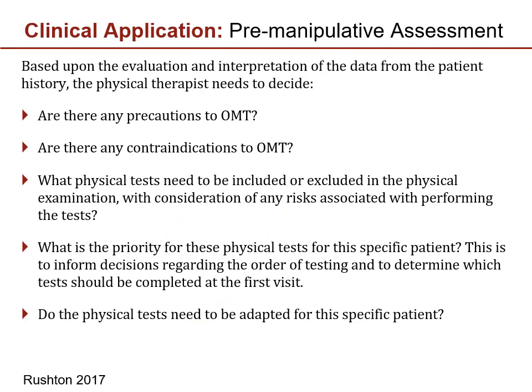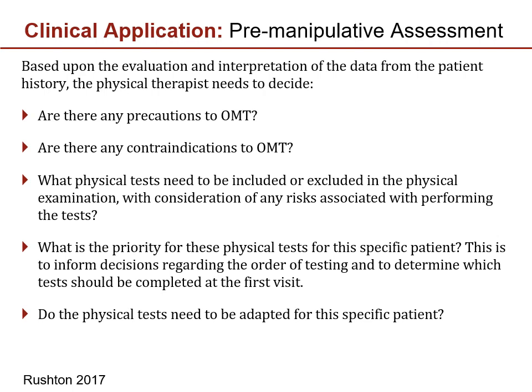So in summary, these 5 questions are really what guide your pre-manipulative assessment, regardless of the specific spinal region in question. Are there any precautions to orthopedic manipulative therapy? Are there any contraindications? What physical tests need to be included based upon the patient's specific location of pain within the spine and or the peripheral joint, and any risks associated with performing said tests? What is the priority for these physical tests to be performed for this patient in particular?